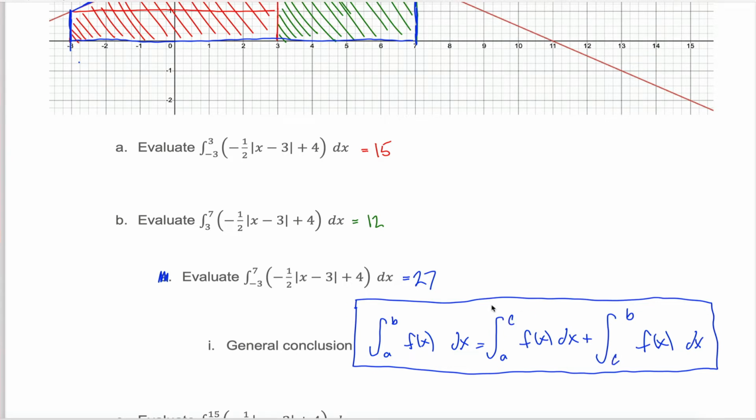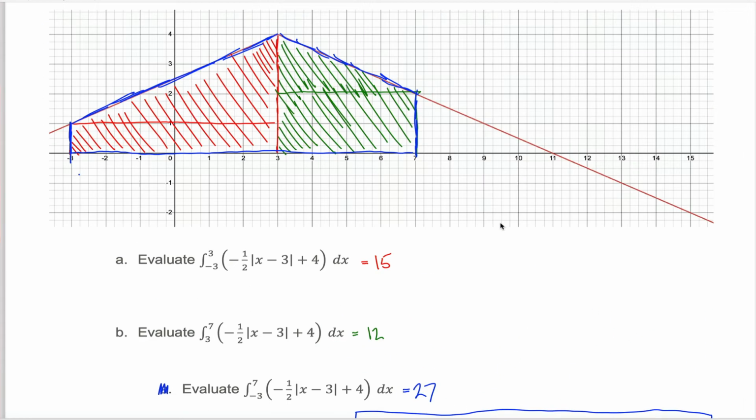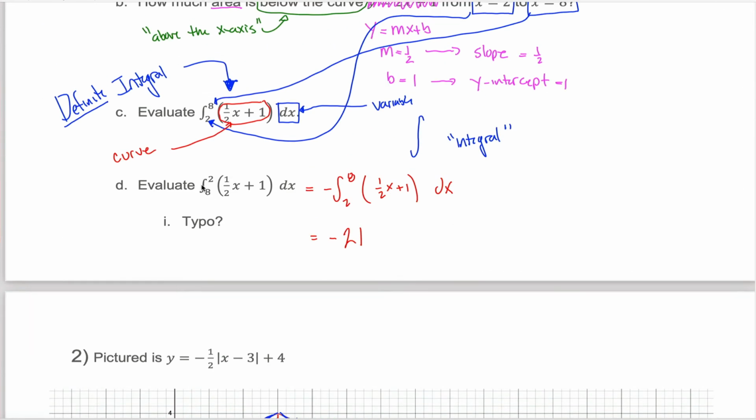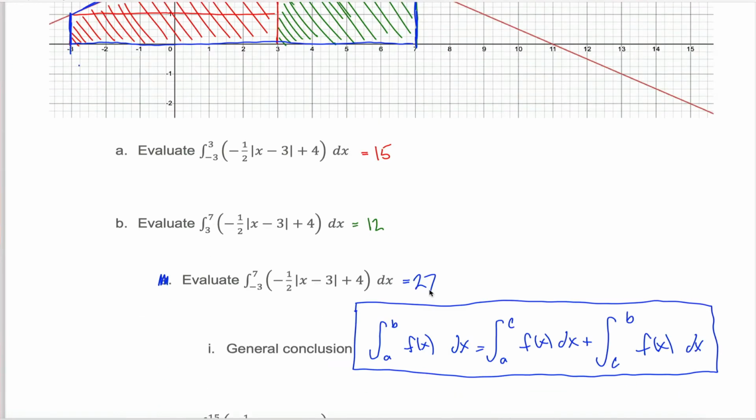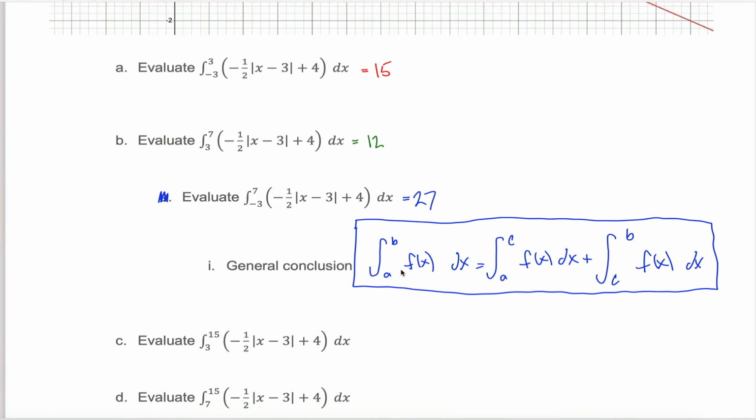And the thing that's kind of cool about this is this holds true even if c is not in between a and b. So even if c is bigger than b, for example. If c is bigger than b, this integral would be really weird, but we learned in the last video how to deal with cases like that. So this rule ends up being true even in the case that c is not between a and b.